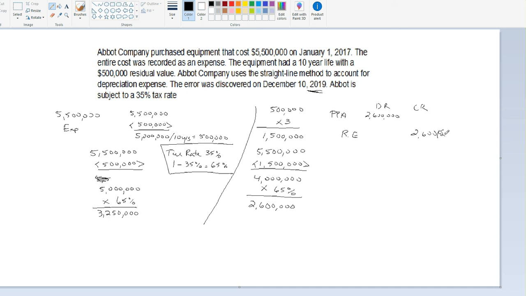All right, so that would be a really good example of a problem that you would see on exam 4, and a really good problem relating to correcting accounting errors.